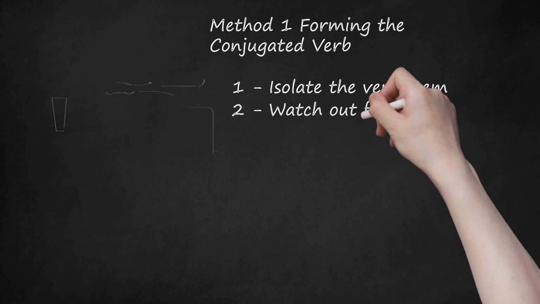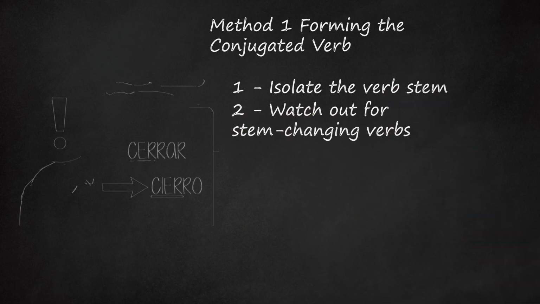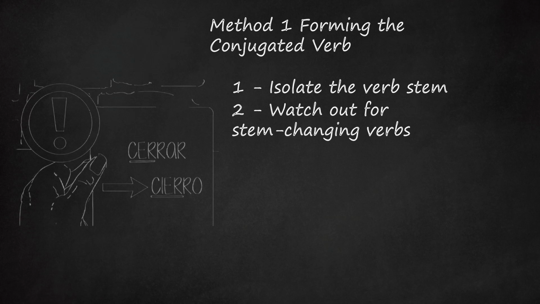2. Watch out for stem changing verbs. There are some verbs that change their stem when they are conjugated. When you're working with AR verbs, this includes verbs such as cerrar, meaning to close. The verbs in this group all change in the same way. When conjugated, the e changes to ie. For example, you would say yo cierro la puerta, or I close the door.